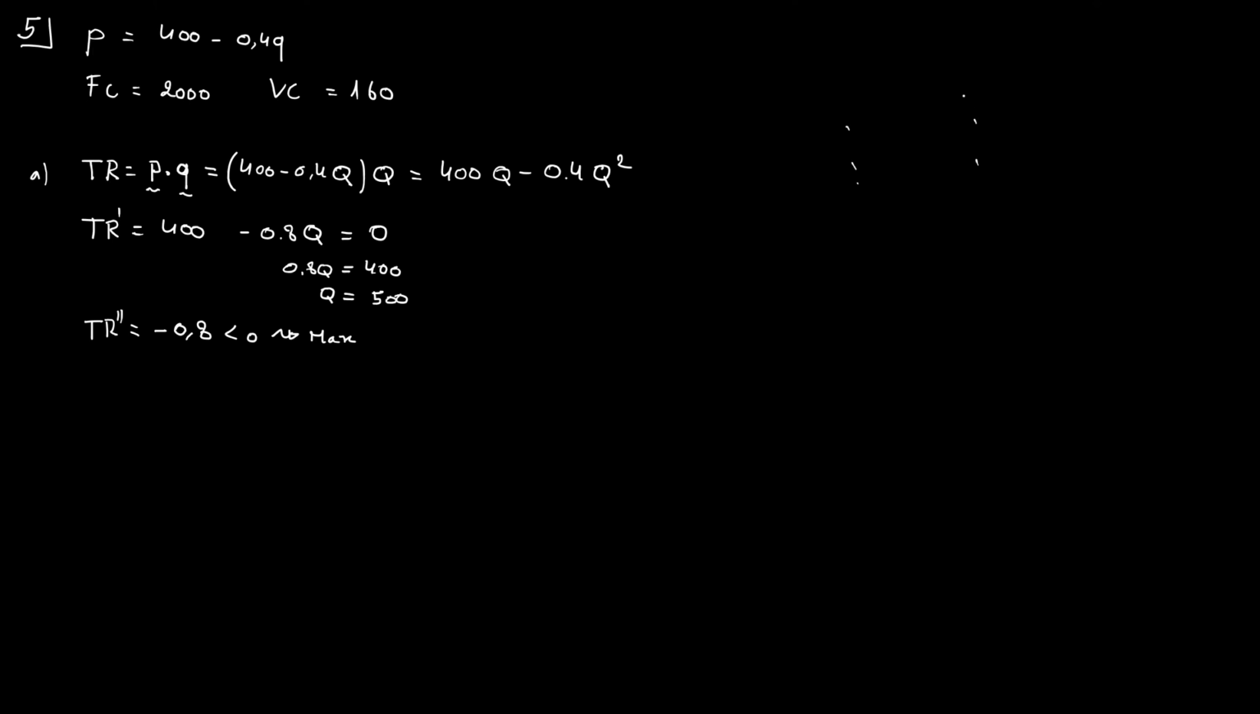Okay, so we know that we have a maximum over there, but we haven't found our entire solution yet. We know that we're going to get a maximum when we sell a quantity of 500. What does the price need to be then? Well, the price is equal to 400 minus 0.4 times our quantity at that point, so 500, which tells us that our price needs to be equal to 200. Okay, so that's for sub-question A. Now let's have a look at B.